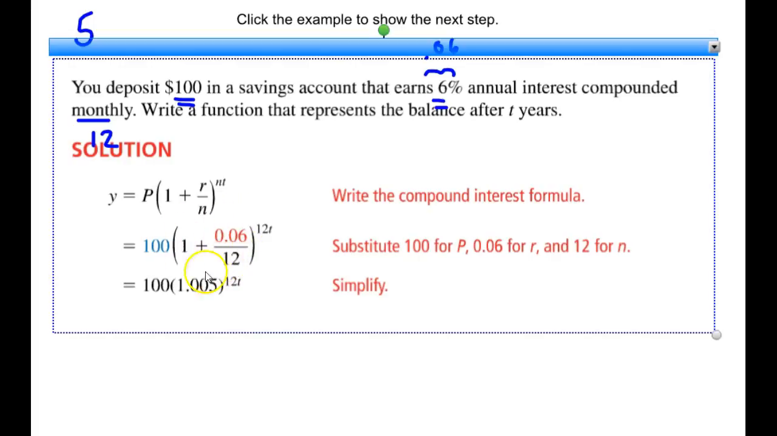So then all we did was we simplified. Using our calculator, we have 0.06 divided by 12 plus 1 gives me this 1.005. And I know that I'm on the right track because when I earn interest, my money should be going up, so it should be growth. And this is greater than 1, so I know I'm looking at a growth equation.